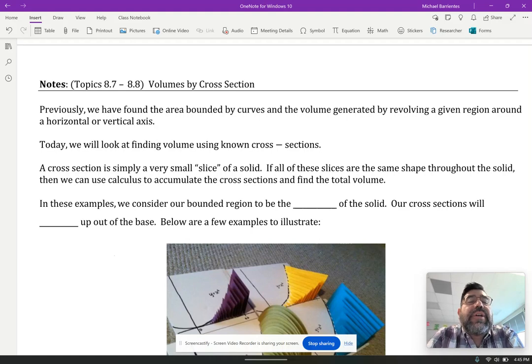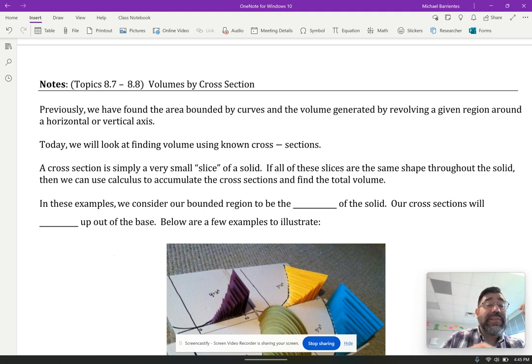We're actually going to start volumes with 8.7 and 8.8, and then we're going to go back, excuse me, and pick up the other types of volumes. But I feel like if you understand volumes by cross section, then everything else is going to make sense. And the idea behind volumes by cross section is a pretty basic one.